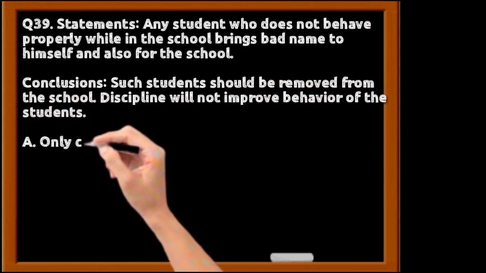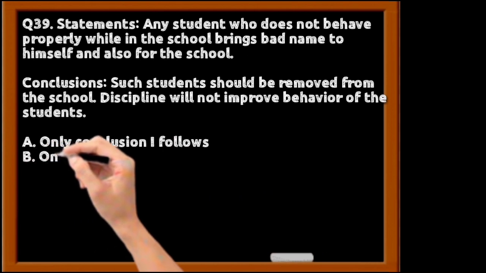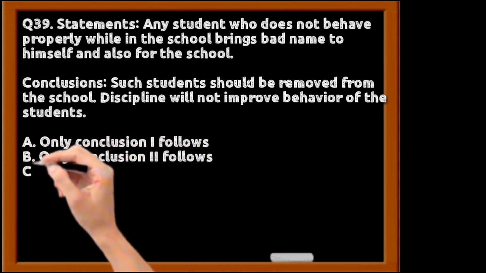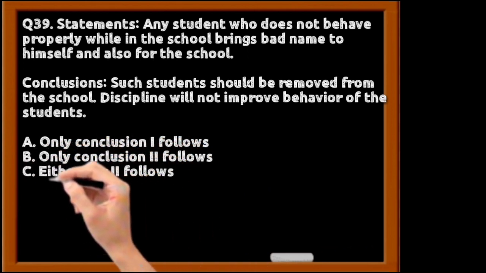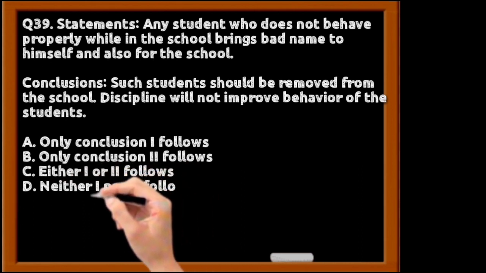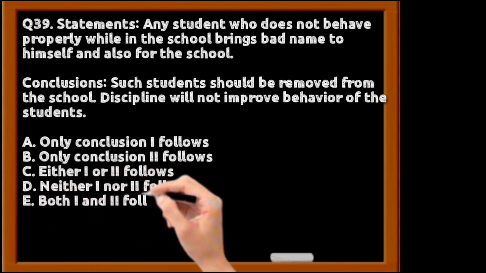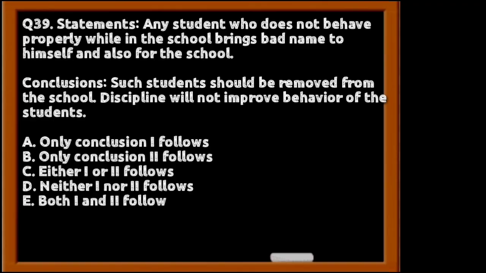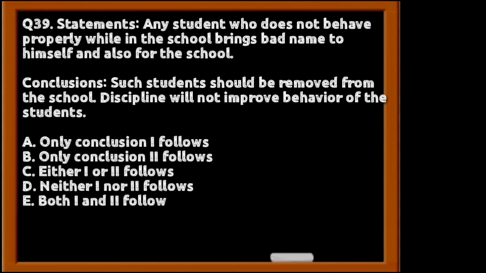Option A. Only conclusion 1 follows. Option B. Only conclusion 2 follows. Option C. Either conclusion 1 or 2 follows. Option D. Neither 1 nor 2 follows. Option E. Both 1 and 2 follow. The answer is option D, neither 1 nor 2 follows, as it is not a very severe crime.